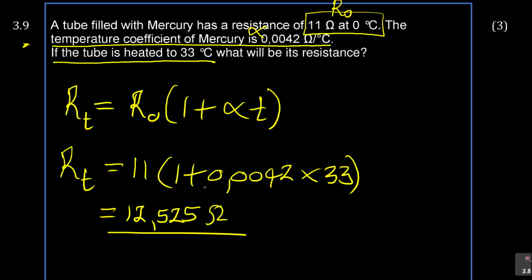Now look at it. It must always be at a higher temperature, because at the initial temperature of 0 it is 11. Now at a higher temperature, 33 degrees, it's 12. Why? Because the resistance increases with an increase in temperature. Remember, it's one of the factors.